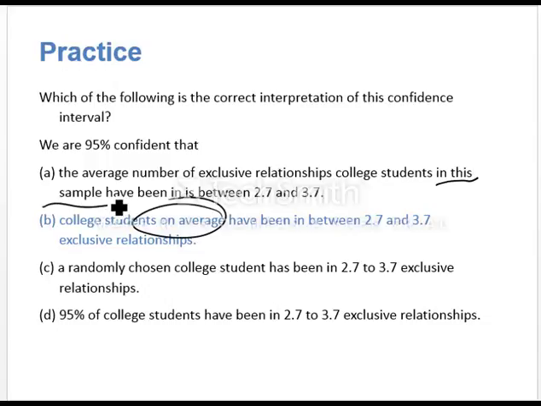What we want to be able to do is infer to the population. So that's wrong because the focus is not on the population. C says a randomly chosen college student has been in between 2.7 and 3.7 exclusive relationships. So notice it's not making reference to the mean number in any way, and it's making a prediction about if you randomly selected a college student, what would be true. So C is wrong for that reason. And then D, 95% of college students have been in 2.7 to 3.7 exclusive relationships. That is making a claim about the sampling distribution rather than the mean.